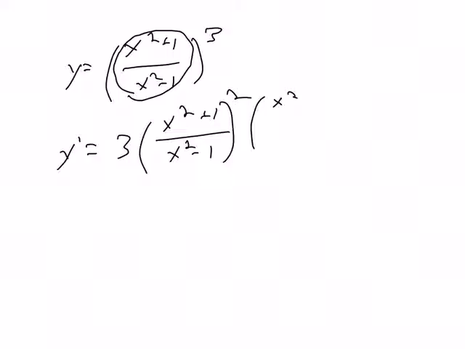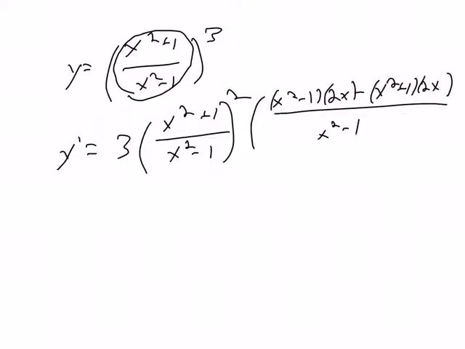So it's going to be x squared minus 1 times the derivative of x squared plus 1, which is 2x, minus x squared plus 1 times the derivative of x squared minus 1, which is 2x, all over x squared minus 1 squared by the quotient rule.